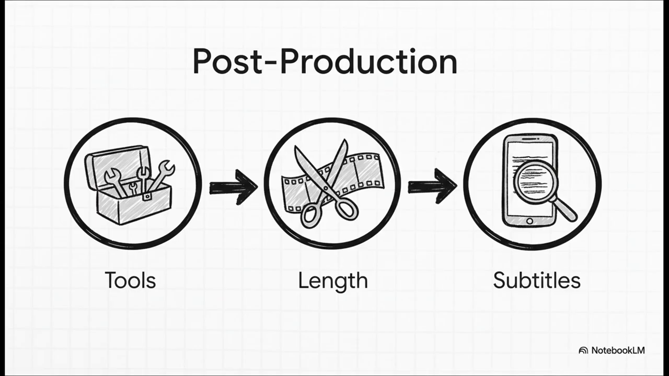For editing, the source mentions some awesome free tools like DaVinci Resolve or CapCut, so you don't have to shell out for expensive software. Your main goal here is to snip that AI video down to its strongest 60 to 120 seconds. And for subtitles, yeah, use an auto-generator to save a ton of time, but please, please, please always proofread it. You'll thank me later.